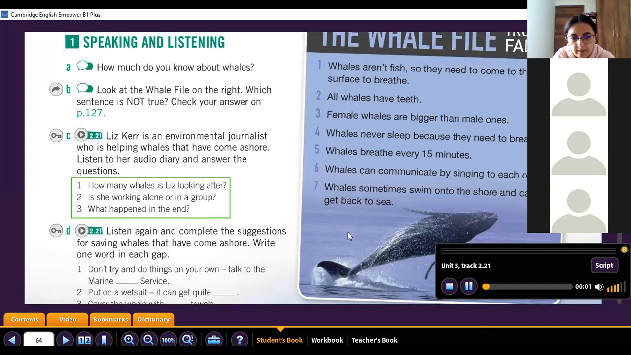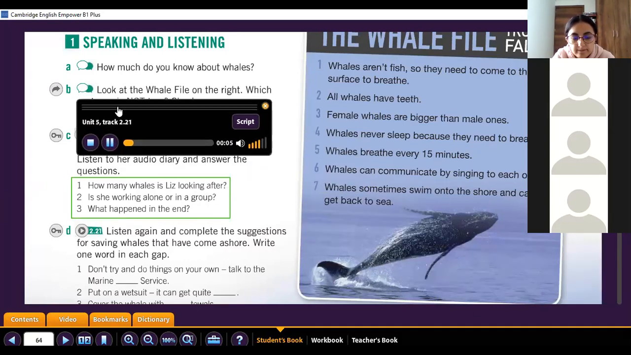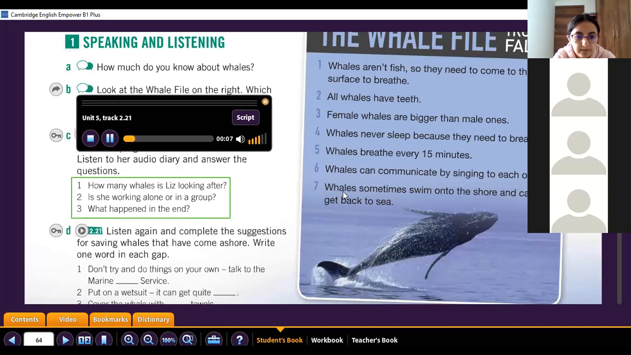Track 2.21. I'm on my way to Lane Cove, where between 20 and 30 whales have come ashore and can't get back out to sea again. When I get to Lane Cove, I'm meeting Sam Collins from the Marine Life Service. I'm going to help Sam and a team of local people to try and save these whales.